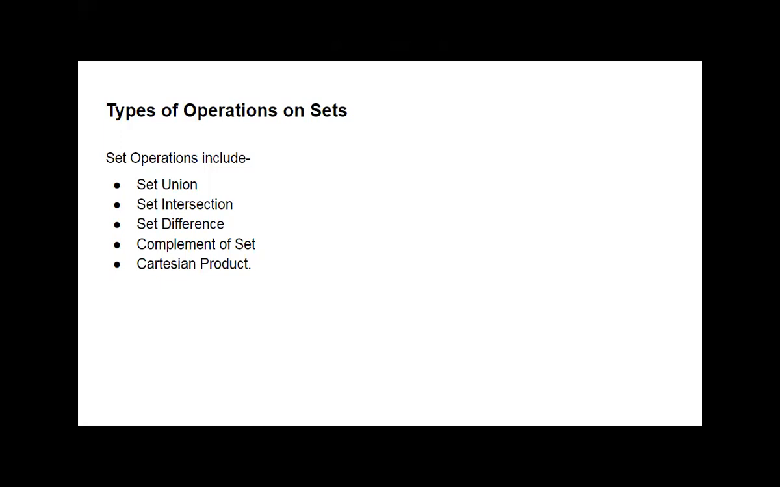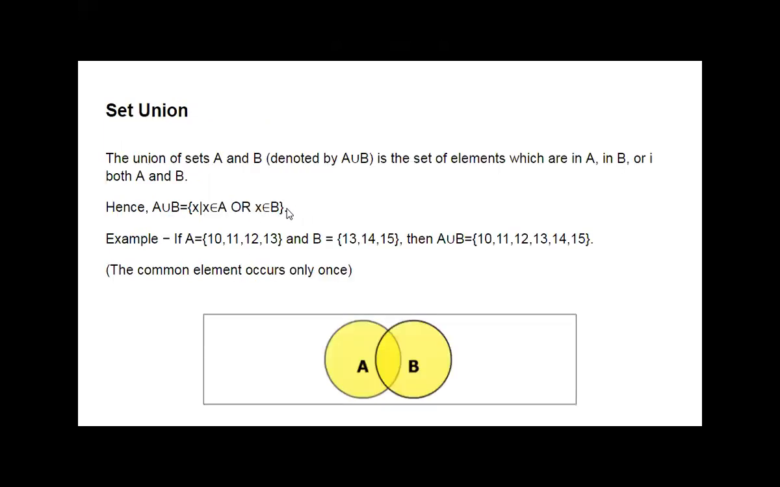So yesterday we covered operations on sets and ordered pairs. Sorry, these two bits we have covered. So we will revise those bits and then move towards our next bit, the types of operations on sets. There are 4 to 5 types of operations which we perform on sets. The first one is set union.